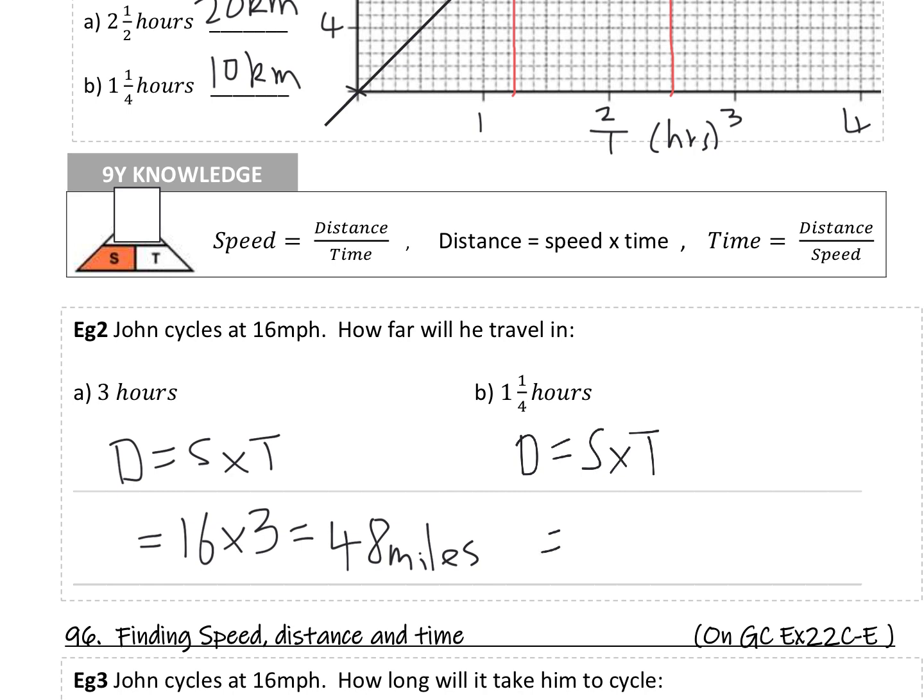The speed is 16 still, and the time is 1.25. If we write that as a decimal, that's 1.25. And if you put that in the calculator, we would end up with 20. What if that was non-calculator? Well, you would be doing 16 speed times by the time, and the time is 1.25 hours, or 5 quarters. So 1.25 hours is 5 quarters of an hour.